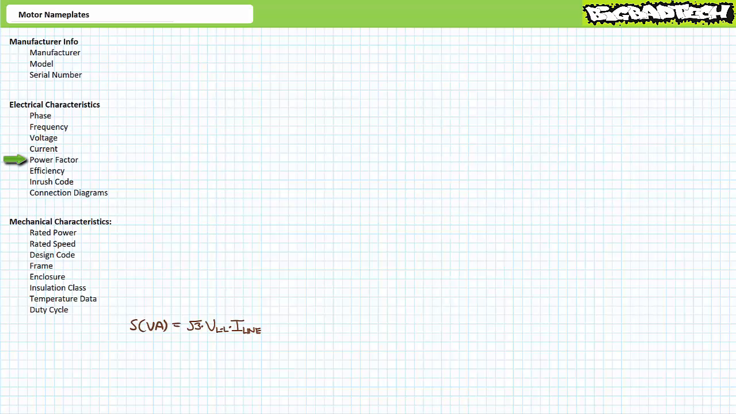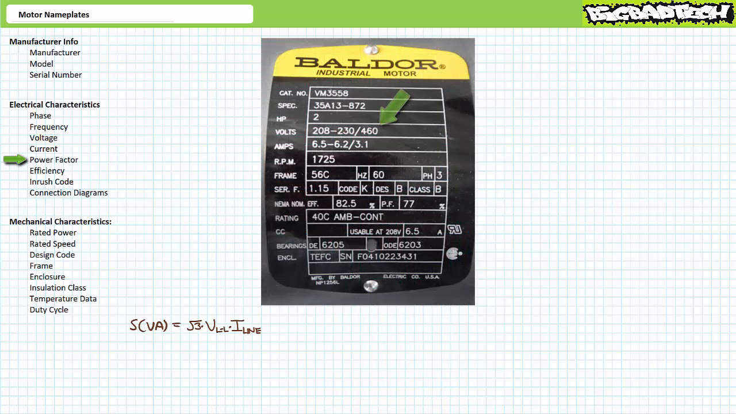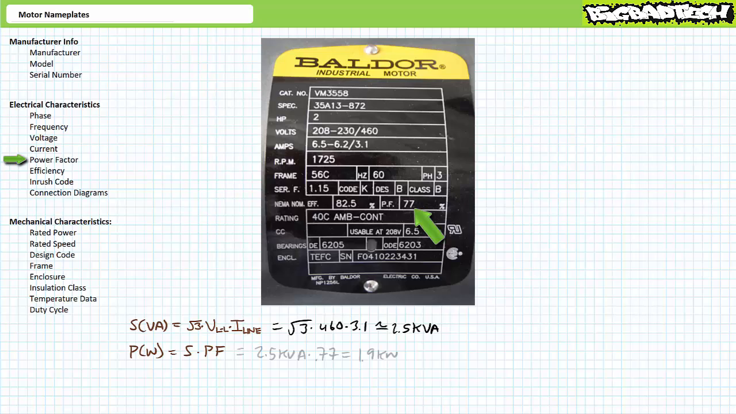Consider the previous motor nameplate. While in the high voltage configuration and experiencing the rated load, this motor draws 3.1 amps at 460 volts. Square root 3 times 460 volts times 3.1 amps yields roughly 2.5 kilovolt amperes of apparent power. Real electrical power in units of watts is equal to apparent power times power factor. This motor nameplate indicates this motor does so at a 0.77 power factor. Roughly 2.5 kilovolt amperes times a power factor of 0.77 demonstrates this motor consumes roughly 1.9 kilowatts of real electrical power input.